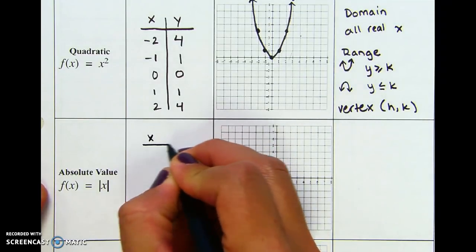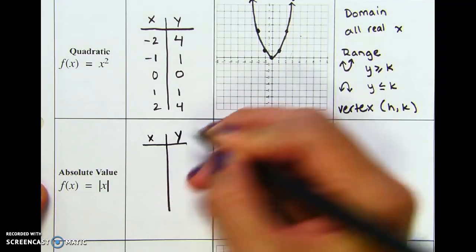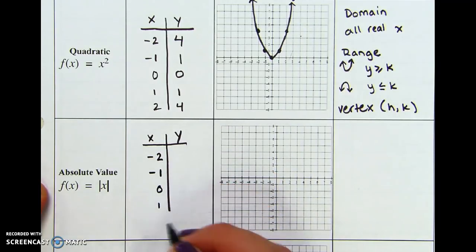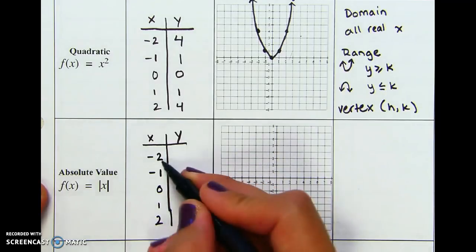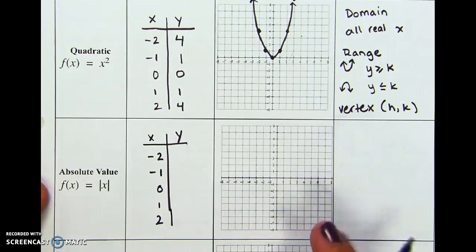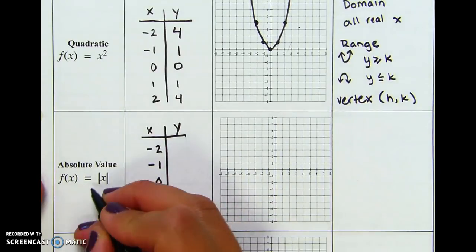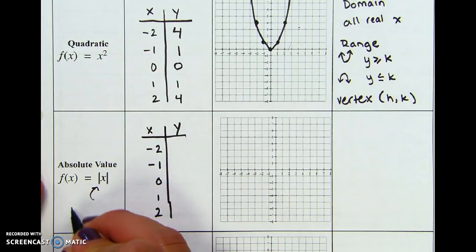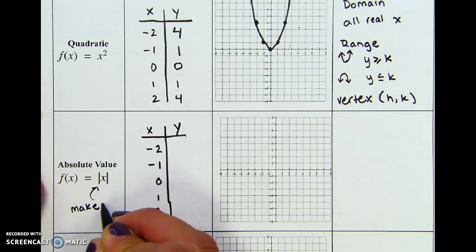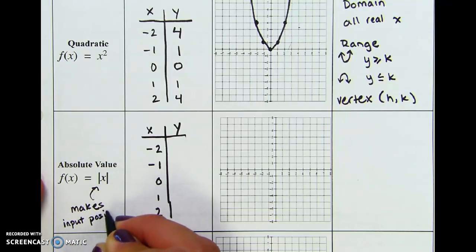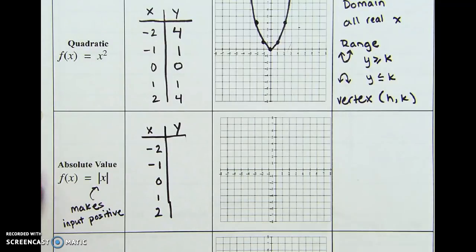All right, absolute value. The same x values work well again, but we're not squaring them. What do we do for absolute value? What is an absolute value? Like, what operation does it do? Yeah, it makes everything positive. Makes input positive. That's what absolute value does.